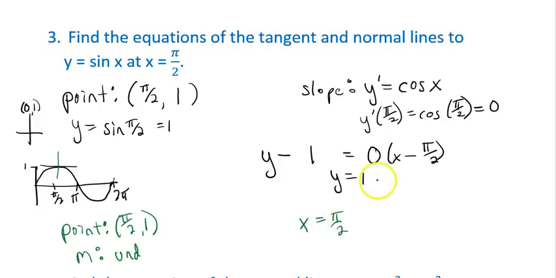So this is kind of a special case. Your tangent line was y equals 1 and your normal line was x equals pi over 2 because they were perfectly horizontal and vertical lines. That happens once in a while, and that's either at the top of a hill or the bottom of a valley.